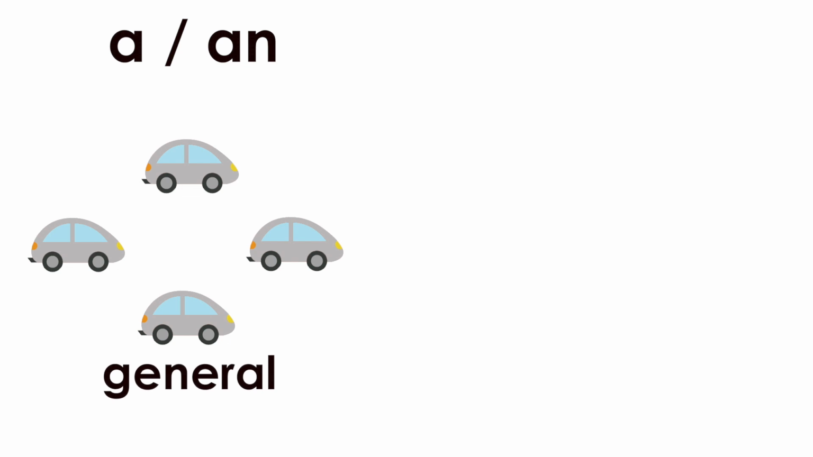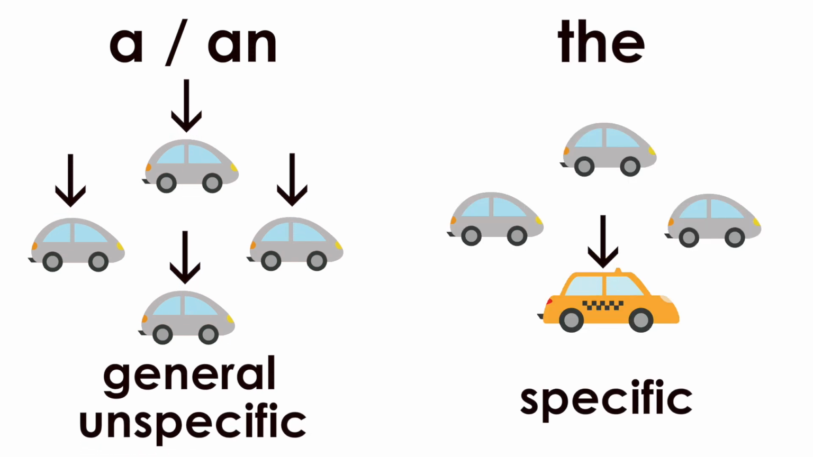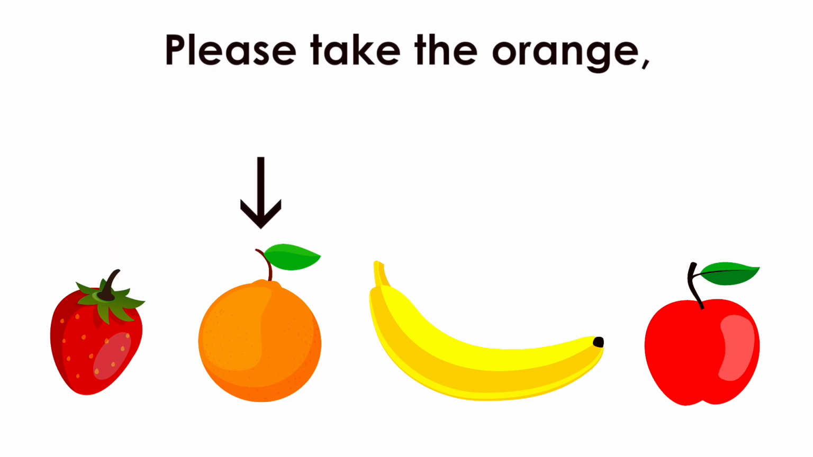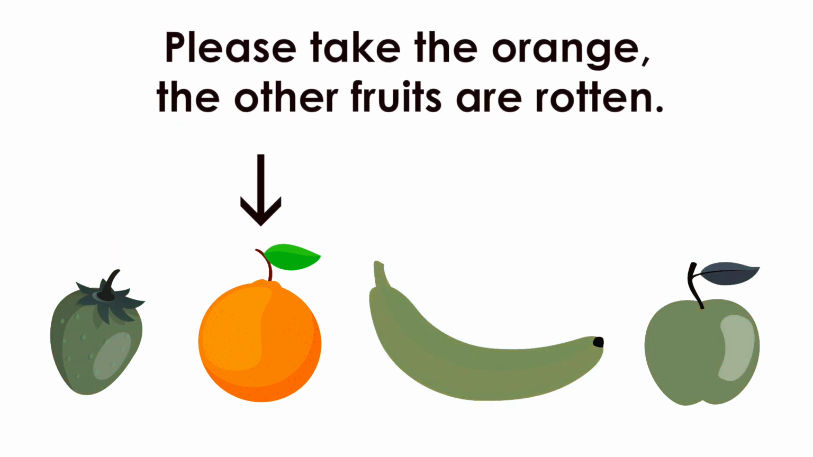A, or an, is for something general or unspecific. The is for something specific. For example, please take a fruit. Please take the orange. The other fruits are rotten.